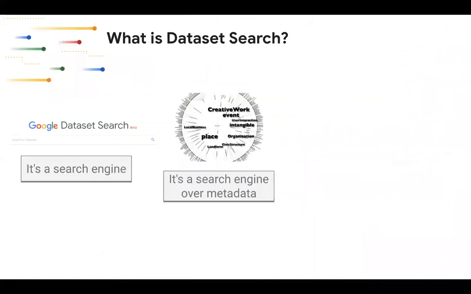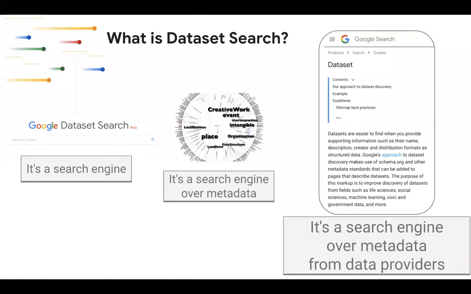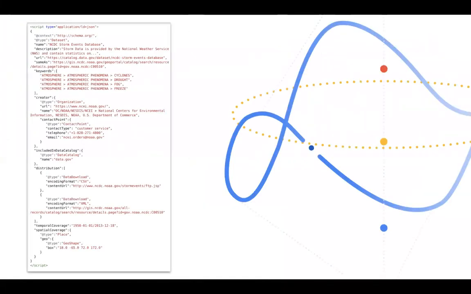So as I mentioned, it's a search engine. It's a search engine over metadata. And most important, it's a search engine over metadata from data providers, like many of you in this case. Specifically, we use schema.org for that. This is a little screenshot. There are different ways to provide schema.org to describe your metadata. JSON-LD is probably the easiest and the most readable, but it could be microdata. It could be tags embedded in HTML.